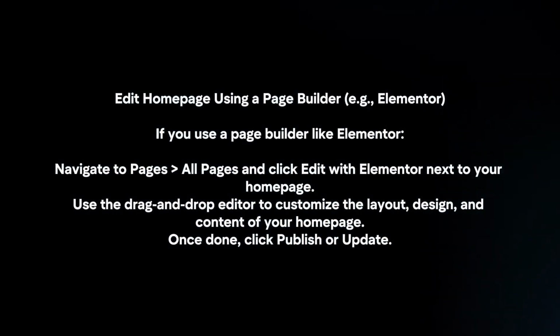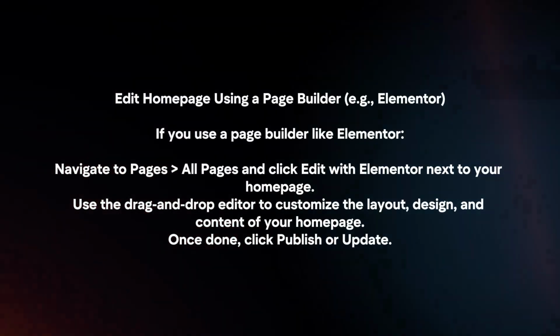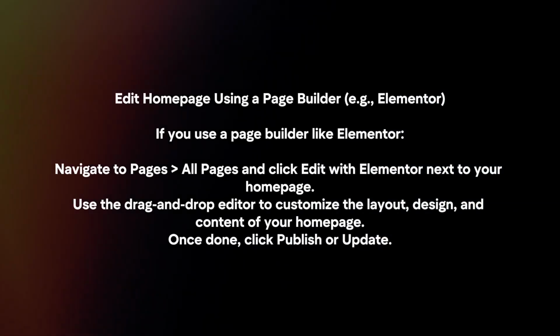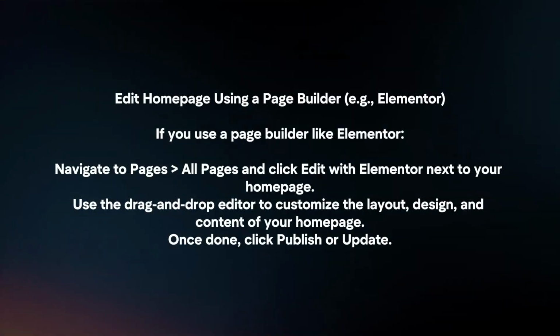Edit the homepage using a page builder. If you use a page builder like Elementor, navigate to Pages, All Pages, and click Edit with Elementor next to your homepage. Use the drag and drop editor to customize the layout, design, and content of your homepage. Once done, click Publish or Update.